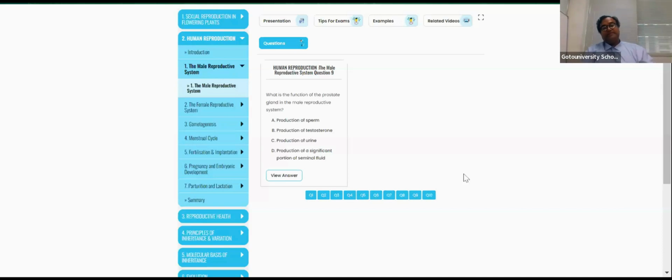So again, I'm repeating. If you're talking about the prostate gland, it is making the seminal vesicle fluid secretion, production of a significant proportion of the seminal fluid. Here the first three options are wrong. The last option is correct, that we already told you. Don't think, see, inside the seminal fluid we are having a certain amount of prostaglandin secretion also, right?